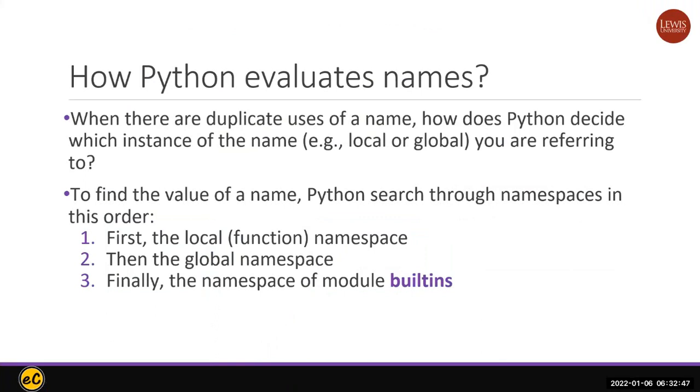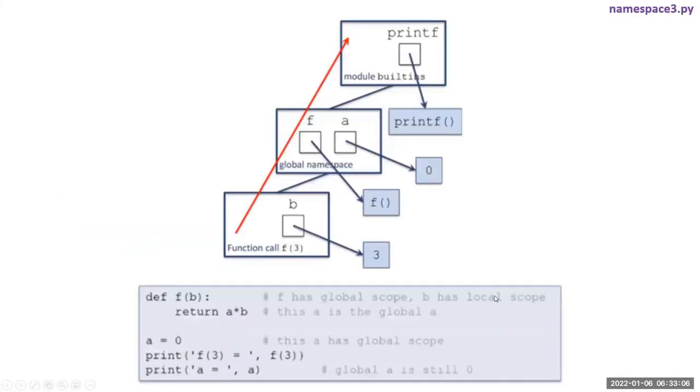So how does Python evaluate a name when there is a duplicate use of the name? How does Python decide which one it is? It's using the LEGB rule: first local, then global, then built-in. But if you want to use your built-in version, you better import the built-in module. That should be better.